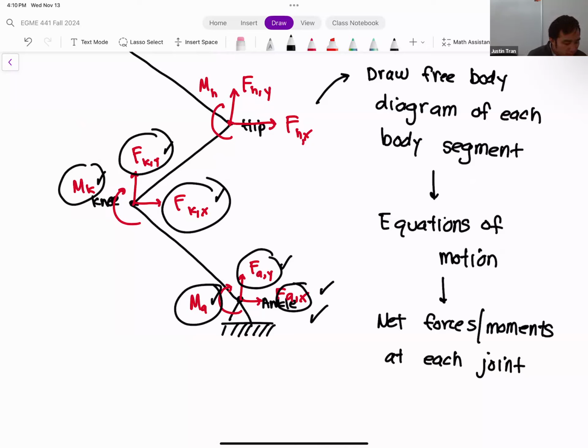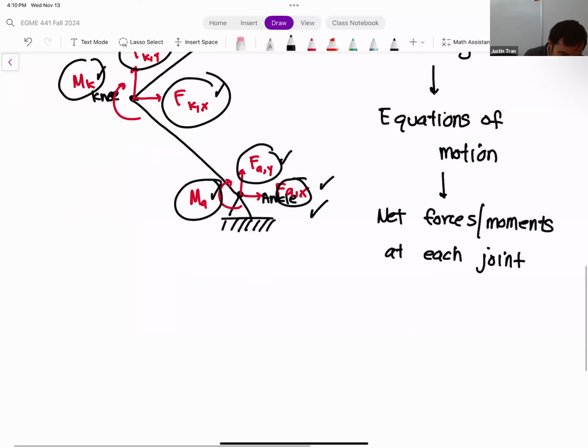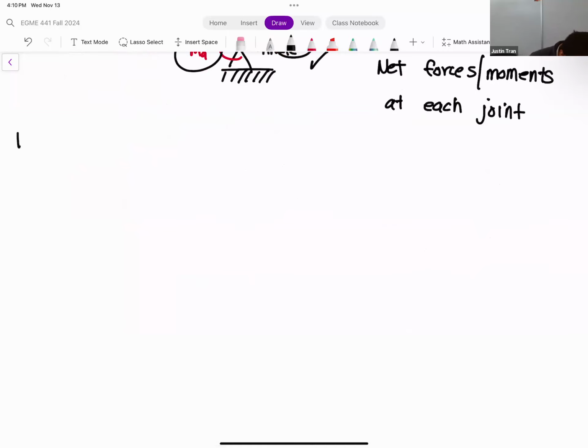So that was just a recap from last time. Any questions on this? Okay, let's get right back into it then. Let me go ahead and draw the free body diagram of the lower leg.